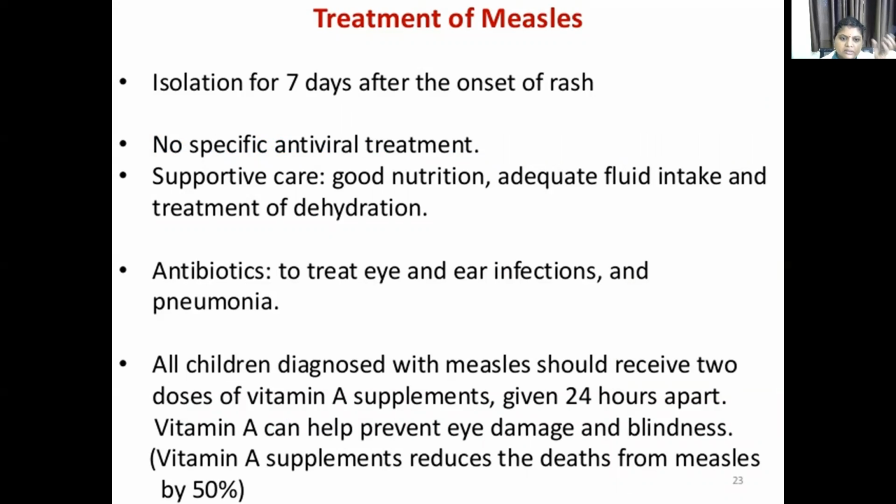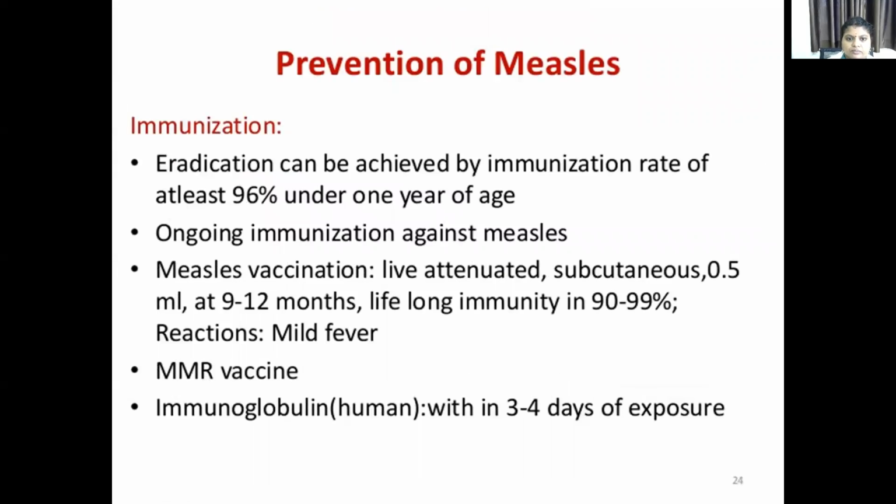For treatment of measles, no specific antiviral treatment is there. Supportive care is essential. Antibiotics are essential for treatment of eye or ear infection. To prevent eye damage in children, vitamin A supplementation can be given 24 hours apart in 2 doses.